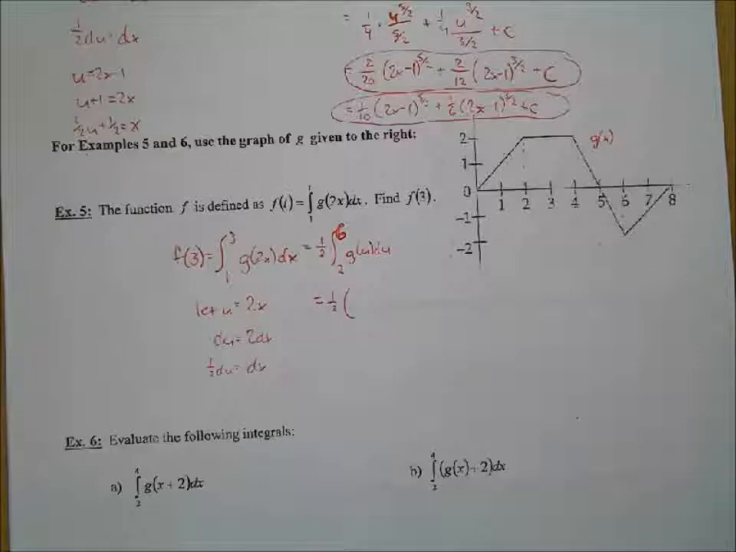This is the graph of g of x. We're trying to evaluate g of 2x, right? Which is different than g of x. Okay, so far so good, right? So by using this u substitution, we now have g of u du, where u is equal to 2x. So looking at this now, we can use this because it's g of u.